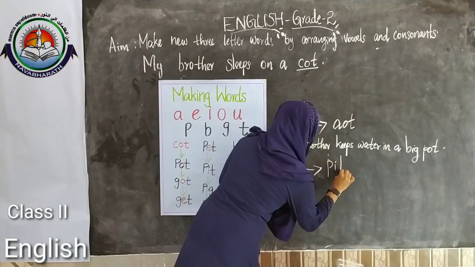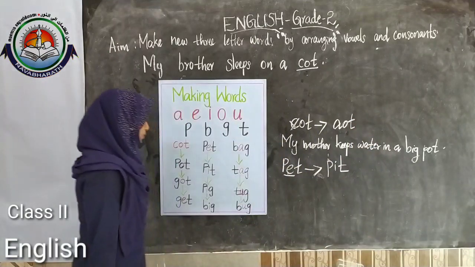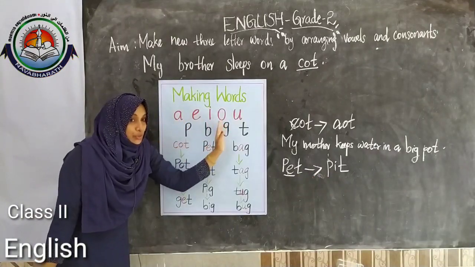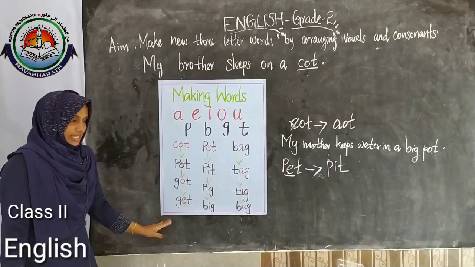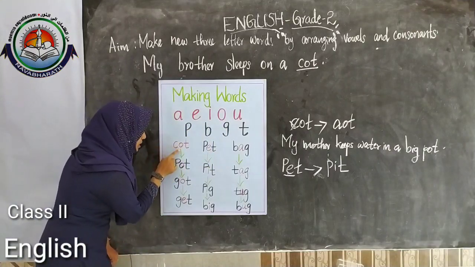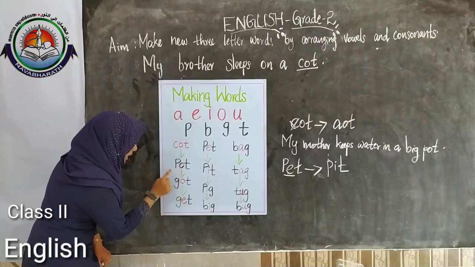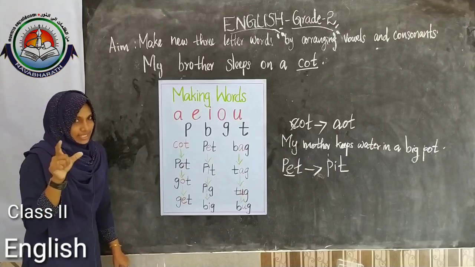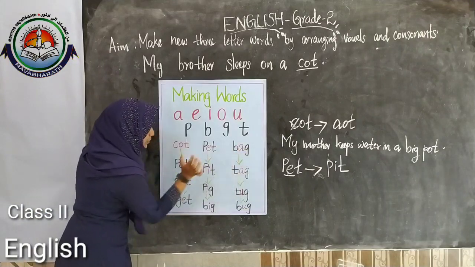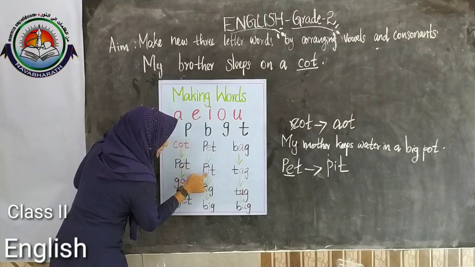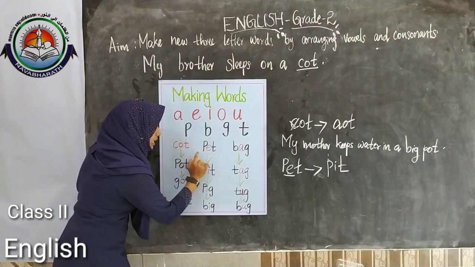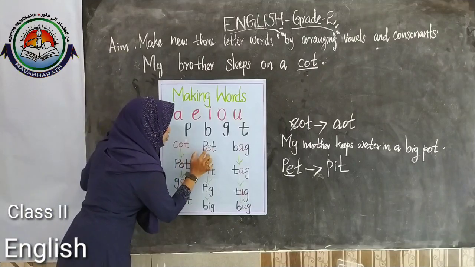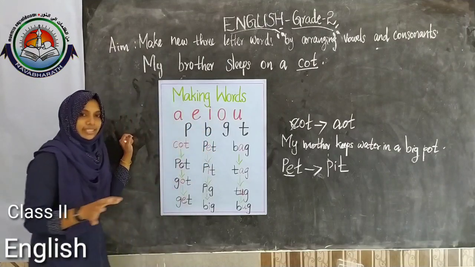It is pit. What is the word? Pit. Then how many red letters did we use in each word? Yes, here we used one red letter and two black letters in each word. What is the difference between these black and red letters?